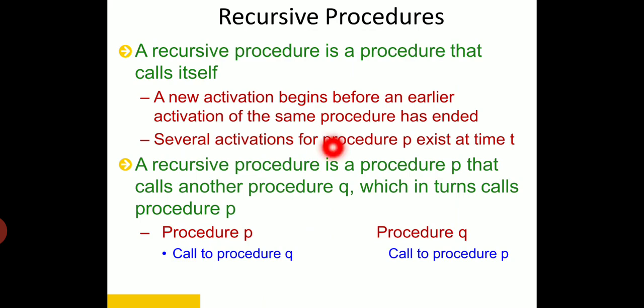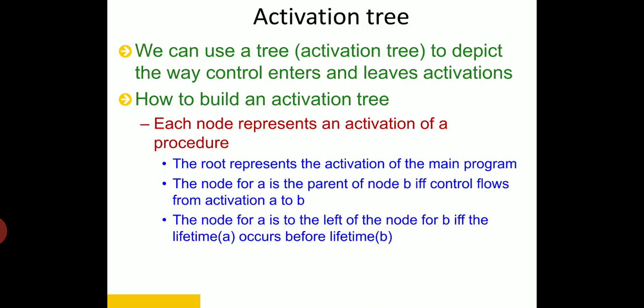So a recursive procedure is a procedure that calls itself. In the case of procedure activation for recursion, we can say that multiple activations for the same procedure will exist at the same time. In the case of an activation tree, during the invocation of a procedure, an activation will be created, and this procedure activation can be represented using an activation tree.